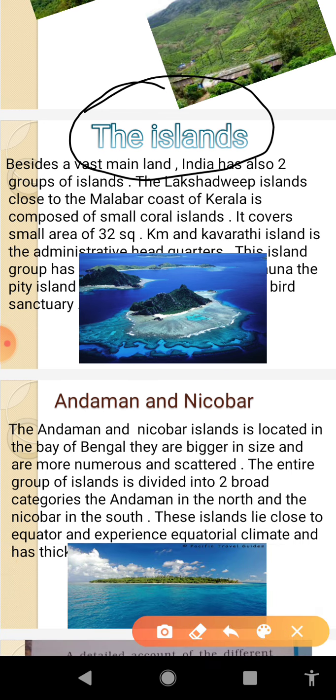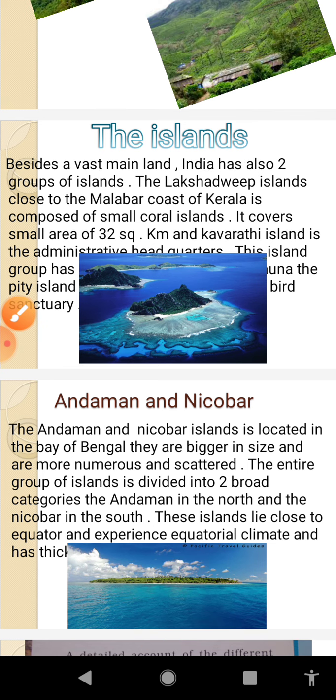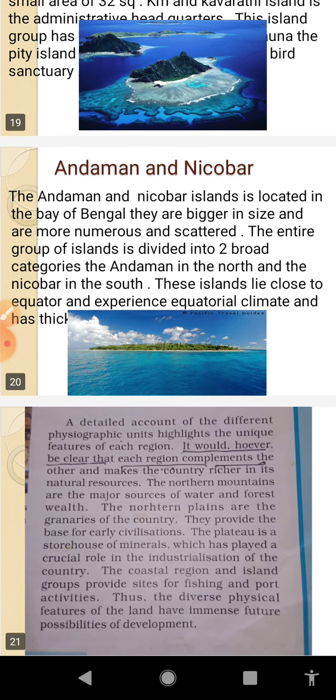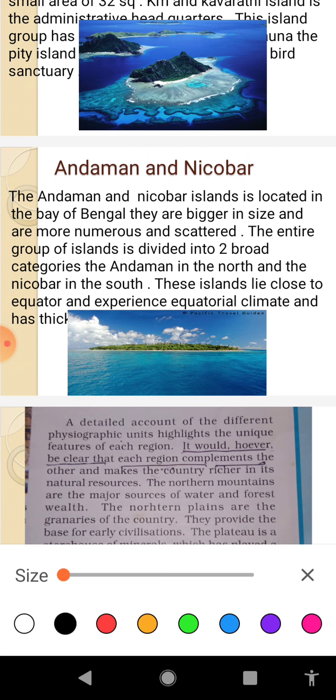So with regard to Lakshadweep, this group of islands is rich in biodiversity, meaning different species of plants and animals grow there. One island, known as Pitti Island, is uninhabited, meaning people are not living there, and now this island has been developed as a bird sanctuary. After that we will discuss the Andaman and Nicobar Islands.